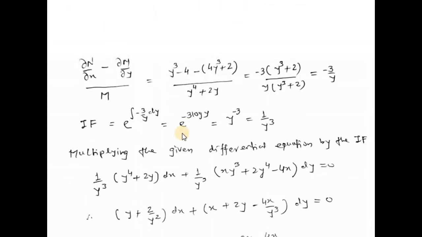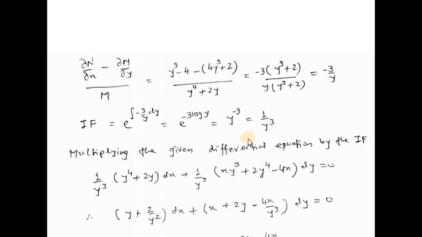So now the integrating factor will be e raised to the integral of f(y) dy. So e raised to the integral of −3/y dy. The integration of 1/y will be log y. So it can be written as e raised to −3 log y, which can be written as e raised to log y^(−3), which can be written as y^(−3), which is 1 divided by y^3.